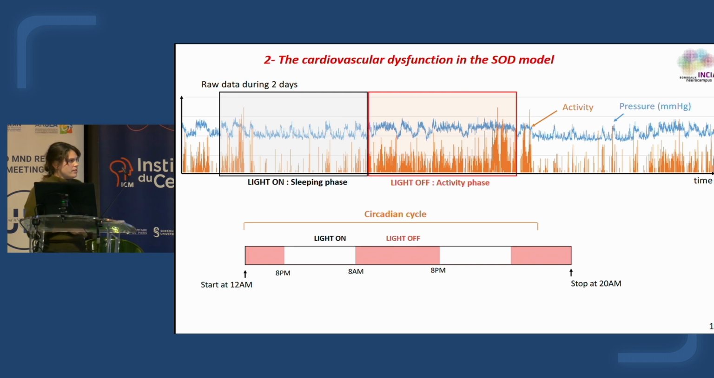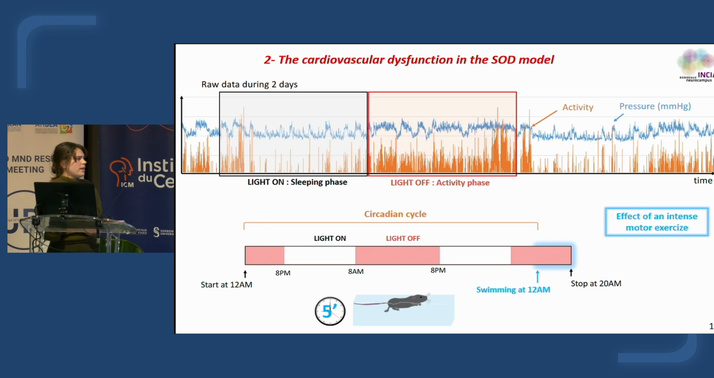At the end of this procedure, we did a special exercise. We forced the mice to swim during 5 minutes to see the effect of an intense motor exercise on the cardiovascular parameters.